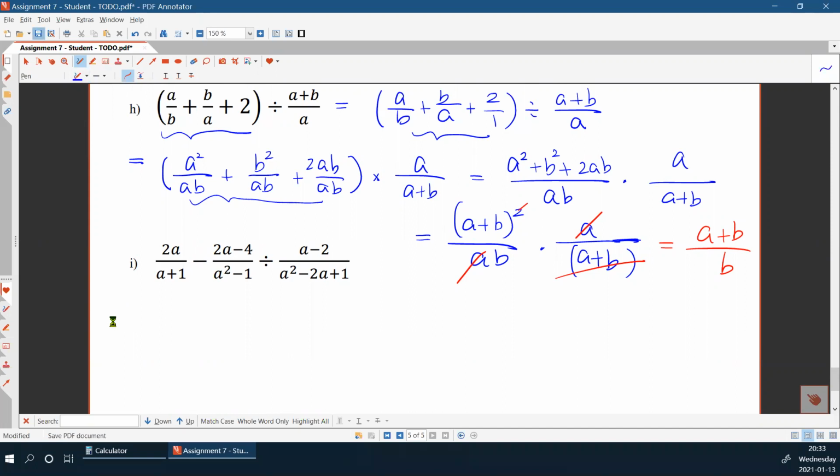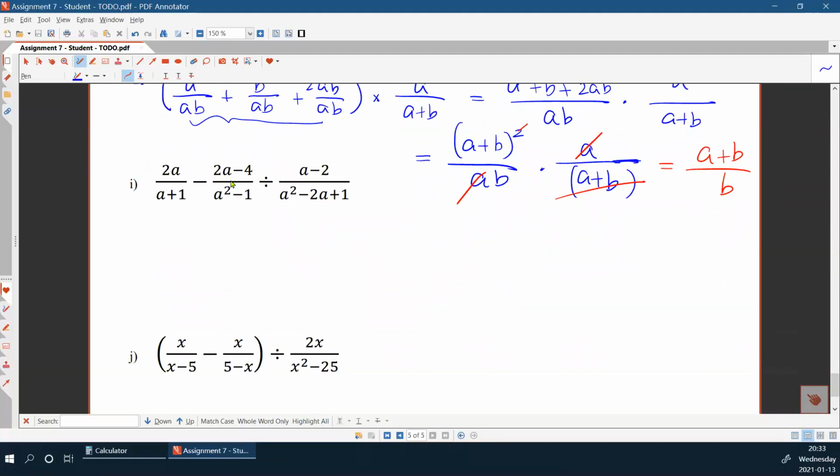Okay, next one. Again, follows the order of arithmetic operations. So that means we calculate the second part first, okay? Just leave the first part there. The second part is, okay, try to write each term in a factored form.